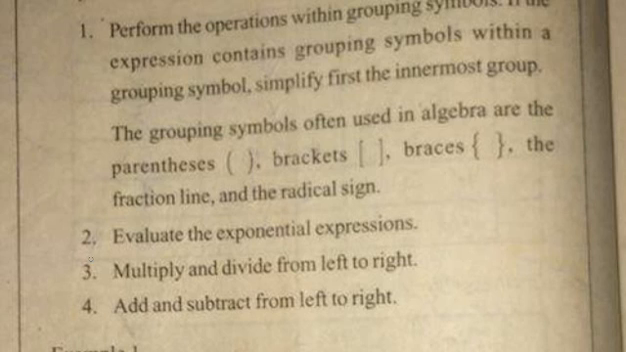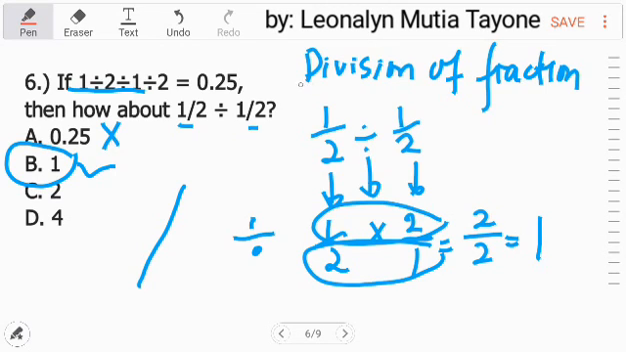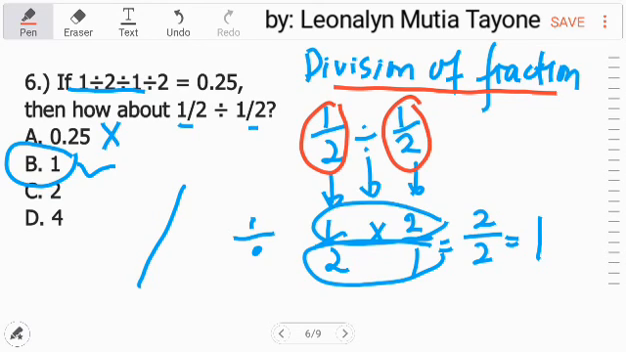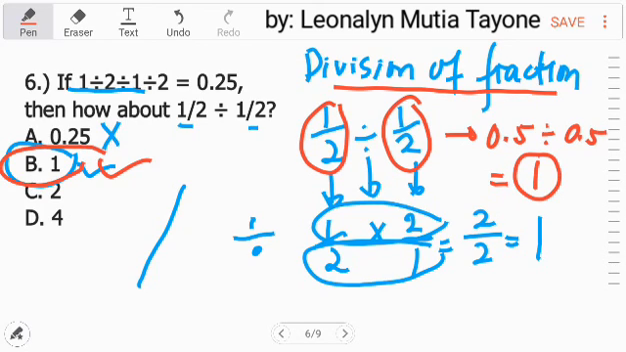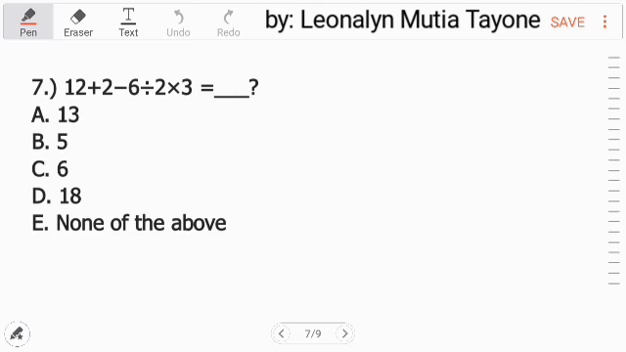Balikan natin yung example natin. Kalimutan muna natin itong division of fraction. Doon tayo sa order of operation na uunahin yung grouping. Ito yung group. Merong numerator at saka denominator. I-solve muna natin yan. And that is 0.5 divided by 0.5. Mas klaro na. 0.5 divided by 0.5. Ang sagot dyan ay 1. So, letter B.